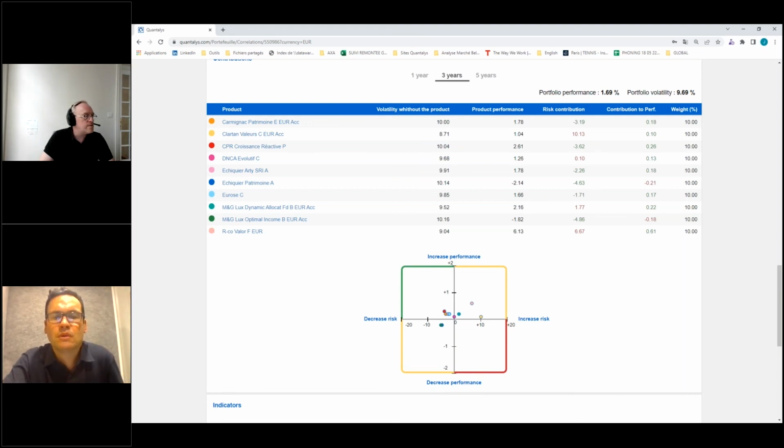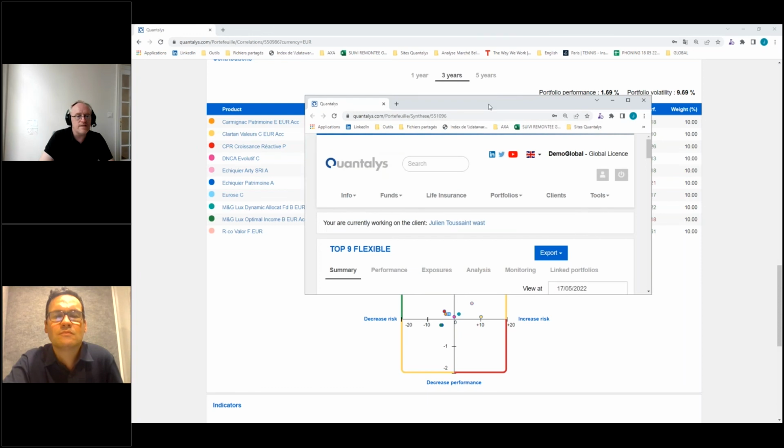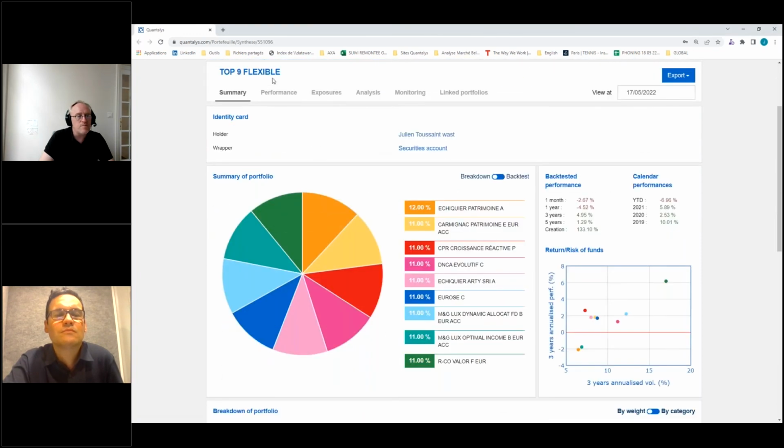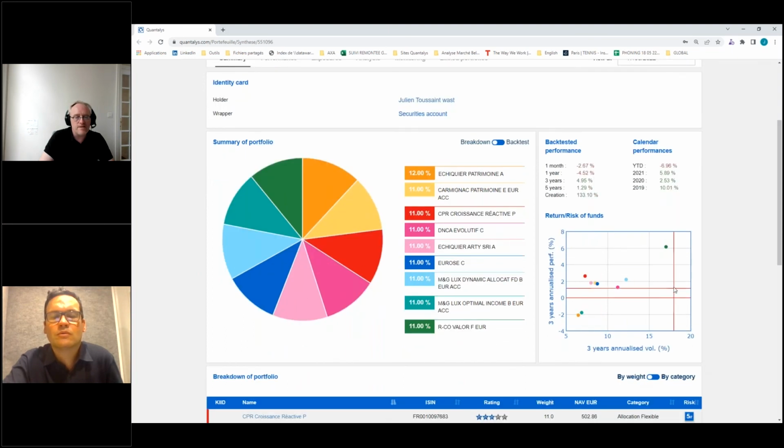Okay. So what we tried to do is to see what this portfolio would have been if we had suppressed the Clartan Valeur fund. So we created a second portfolio with the top 9 flexible funds. So it's exactly the same minus Clartan. Okay. And here you are generating an arbitrage excluding Clartan.